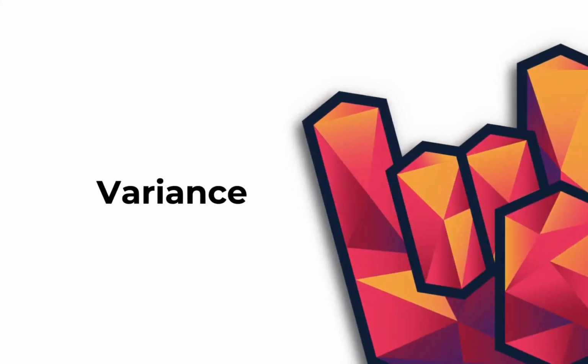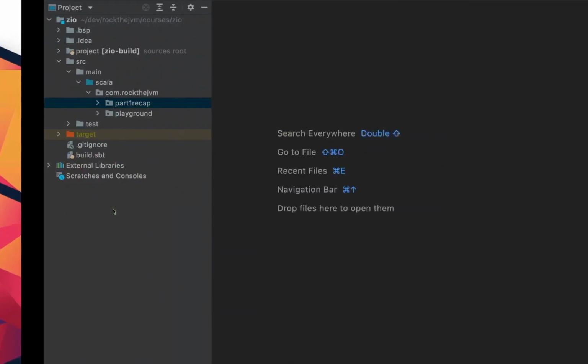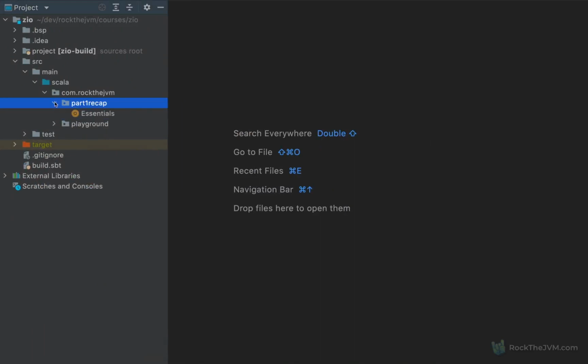Alright, welcome back. This video is about variance and variance positions in Scala. These topics are very important for Zio, which is why this topic deserves its own lesson. If you're well versed with variance already, feel free to skip this video or watch it in high speed, although I do recommend you stick around even as a refresher.